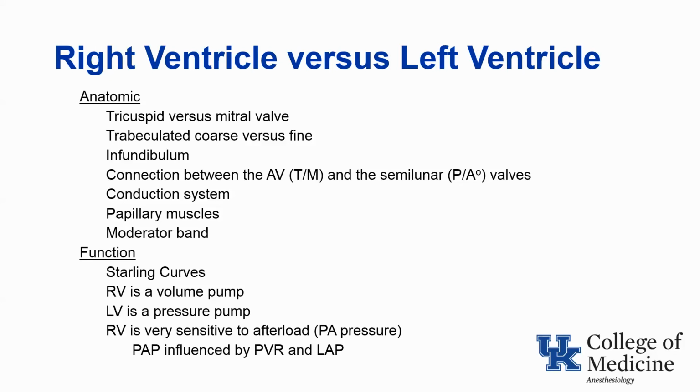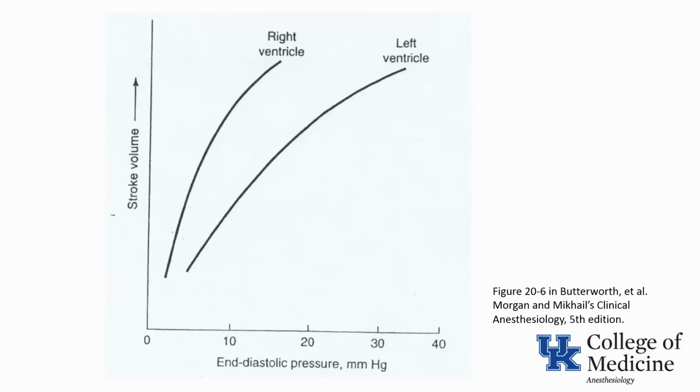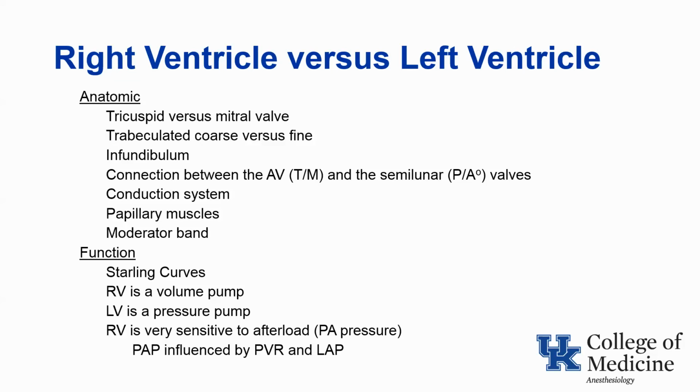Let's move to another topic then, namely comparison of the right ventricle with the left ventricle. In the anatomy section, I talked about the difference anatomically. Functionally, however, remember that the right ventricle has a steep Starling curve, being extremely sensitive to preload, and the left ventricle has a more shallow function curve. The right ventricle is predominantly a volume pump, whereas the left ventricle is a pressure pump.